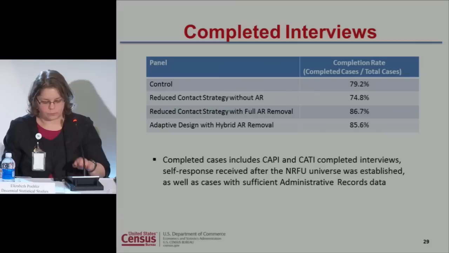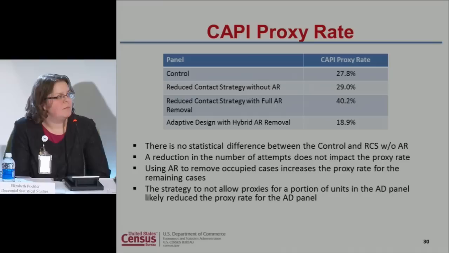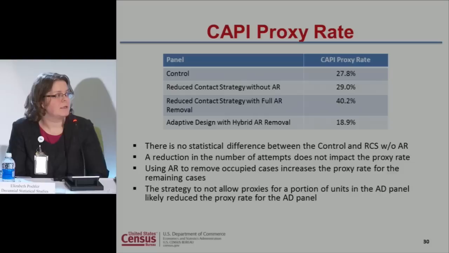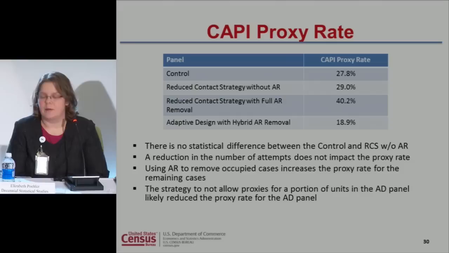Next, looking at proxy rates, comparing the control panel to the reduced contact strategy without the use of administrative records, we see no impact on the proxy rate. So a reduction in the number of attempts does not appear to impact the proxy rate. But using administrative records to remove occupied cases in the reduced contact strategy with the full ad rec removal increases the proxy rate. And by not allowing proxies in the portion of the adaptive design panel, we see that the proxy rate is reduced.